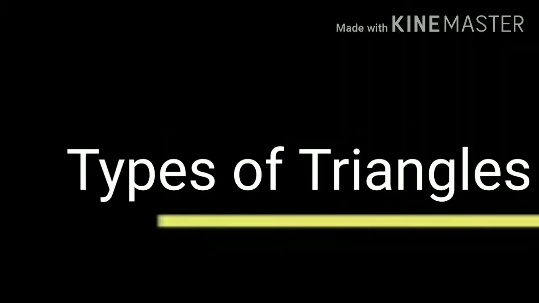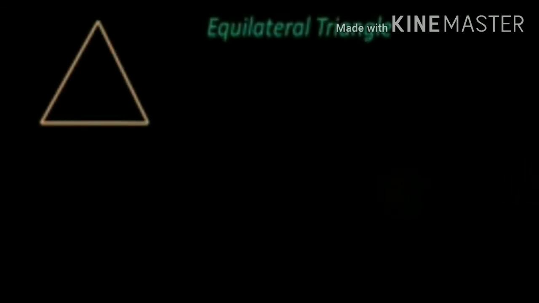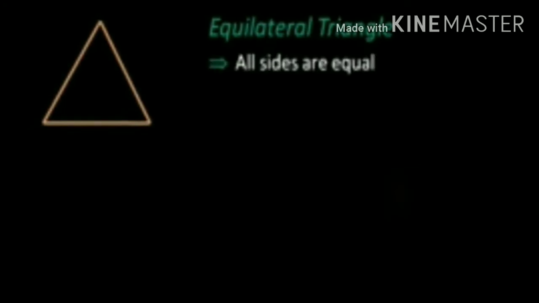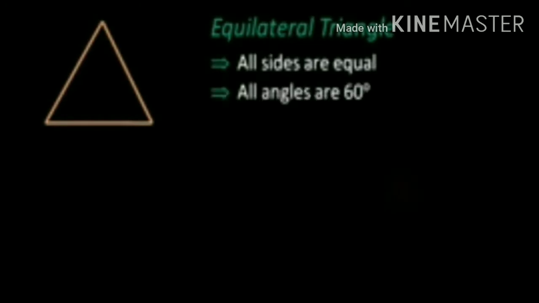Types of triangles. First one is the equilateral triangle. As you can see in the figure, all sides are equal, and all angles are 60 degrees.